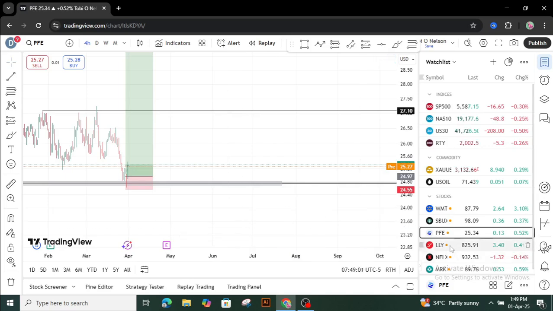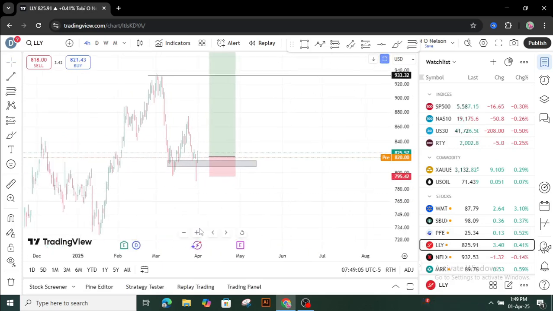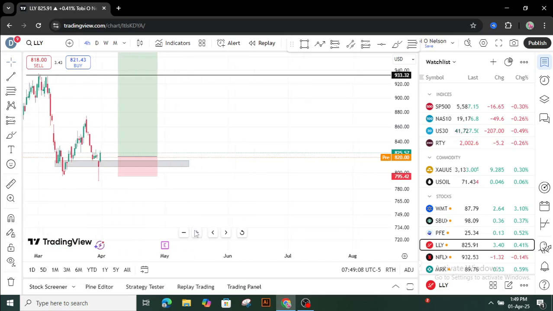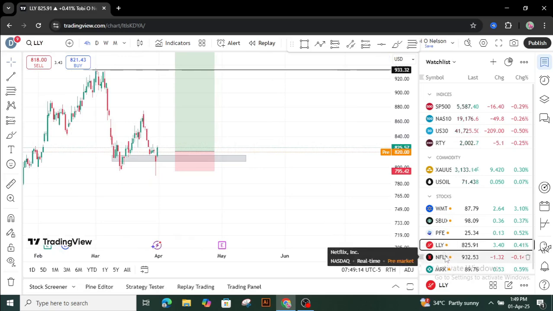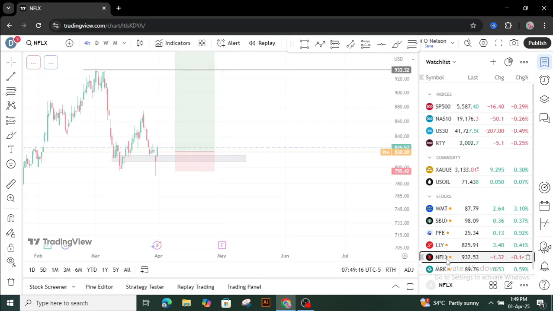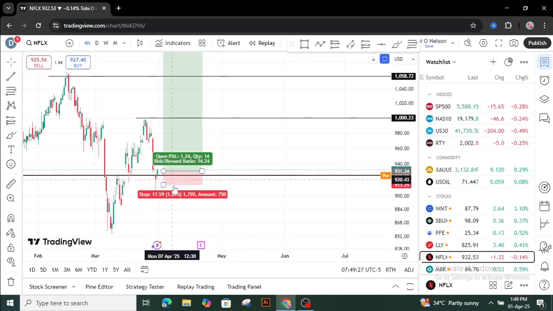Lilly is another stock that I want to buy today. As you can see, I have my double bottom active here, so I'm looking for buy opportunity. Lilly and Netflix are stocks that have been projected by analysis to go up almost 20 to 50 percent in a short period of time. So I'm looking to buy them. I'm looking to buy this as well.